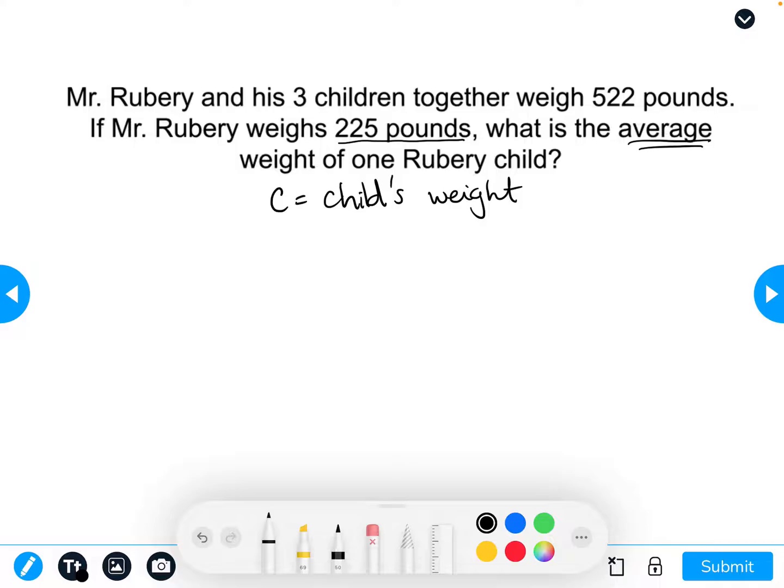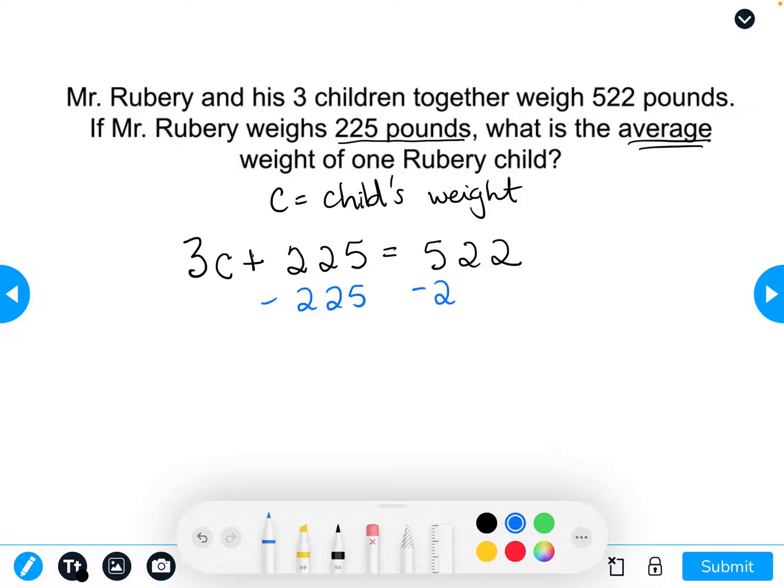Okay, and it says added together. So we have 3 children plus Mr. Rubery at 225 pounds gives us 522 pounds total. Okay, and again, we're just getting the average weight of my children, not the weight of each one. So that's why it's 3C. Inverse operations. I'm going to subtract 225 from both sides to get rid of that constant.